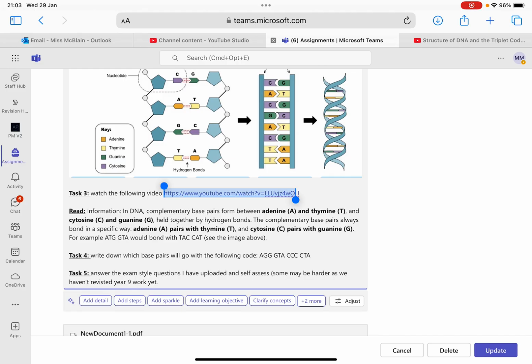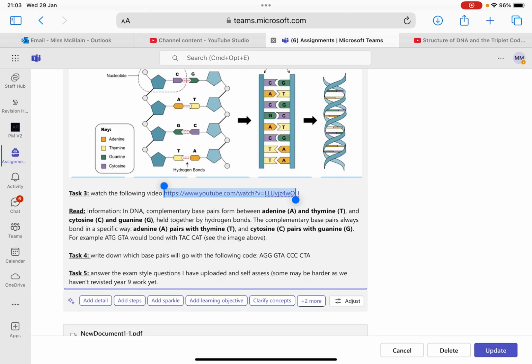So you might be given a set of code. You read the code in 3s. So you might be given 6 letters, but that would only be 2 triple codons because there's 2 lots of 3. So you might see it written as a triple codon. That is 3 bases together.